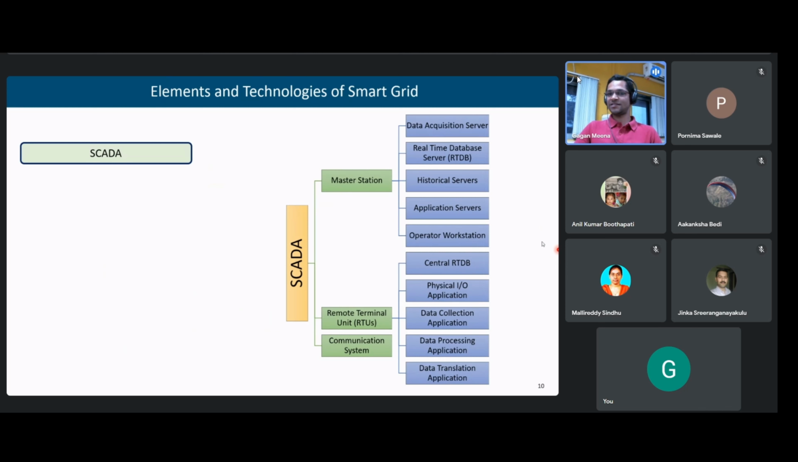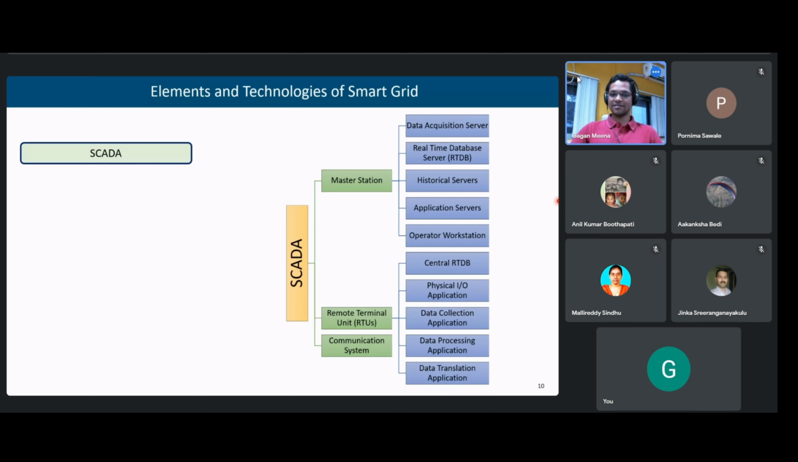The master station also has different components: the acquisition server, the real-time database server, and historical servers to keep track of historical data. Then application servers run some applications, and there is the operator workstation, where the operator can work and which can be used for training purposes. The RTU also has components like the data collection application and processing and translation applications.